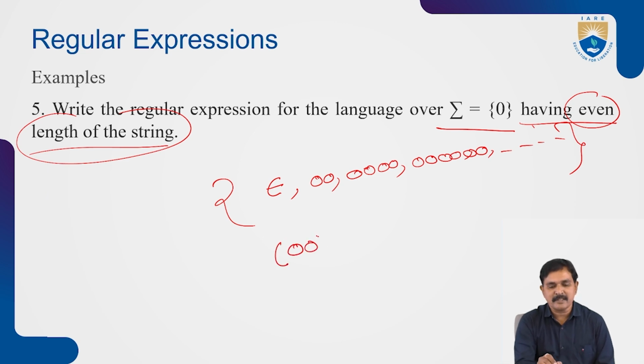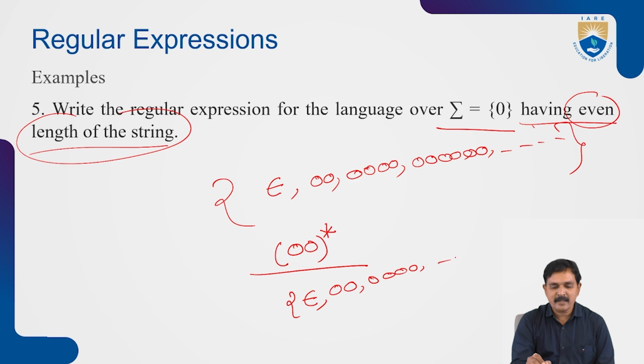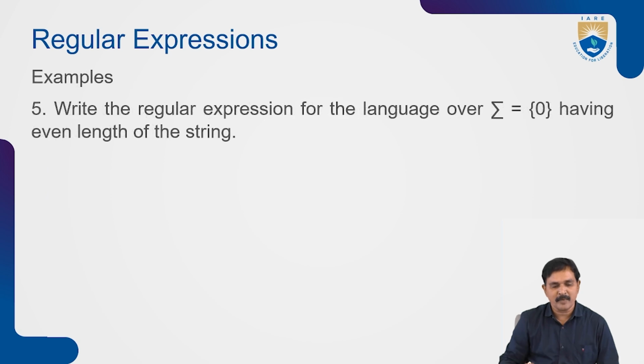So how can you express this? Simply you can express the expression as 0 0 whole star. So 0 0 whole star is nothing but no repetition, single time repeated the pattern gives two zeros, two times repeated the pattern gives four zeros. You are getting the same answer. So that is the answer for the regular expression for the language over sigma equals 0 having even length of the string. Okay, you must remember.